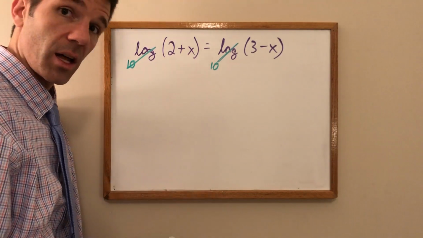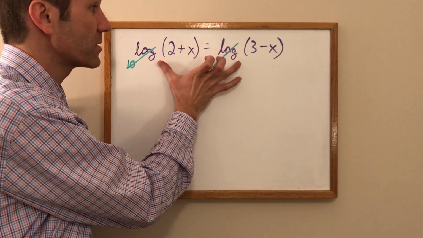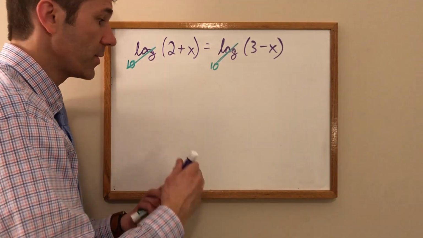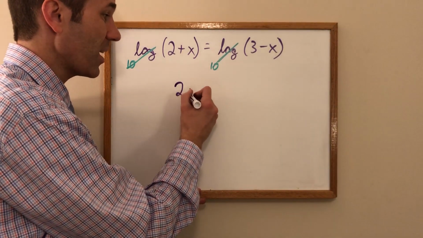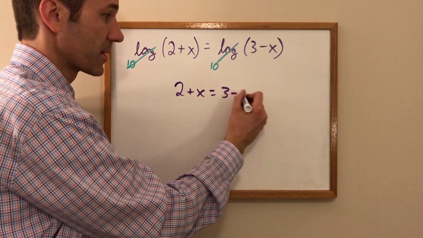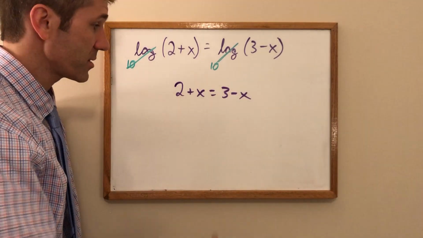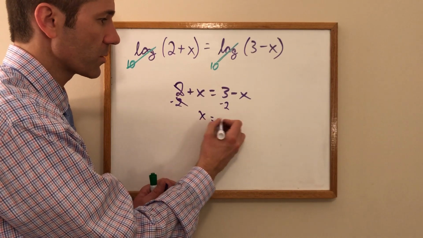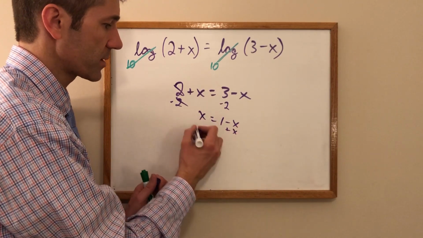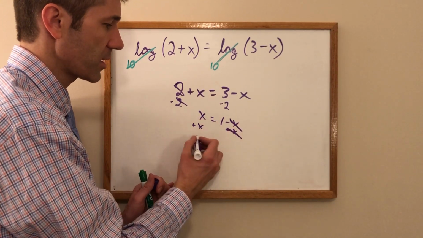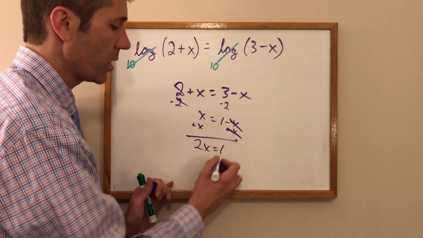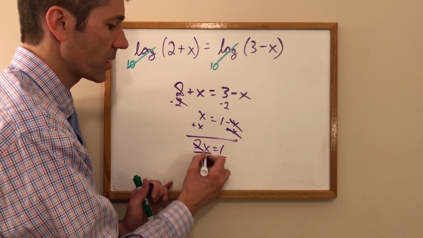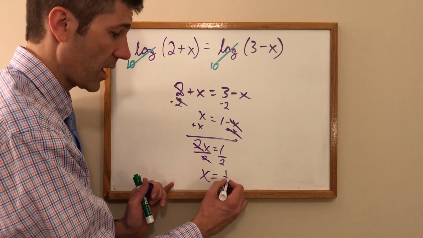So if a log equals a log, as long as they have the same base, understood 10 on both of them, then just drop your logs. It's not a bad process. So we'll subtract 2 from both sides, cancel, cancel. So x equals 1 minus x. We'll add x to this side, add x to this side, cancel, cancel. 2x equals 1. We divide by 2. Don't be afraid to get a fraction for your answer. The answer is a half.